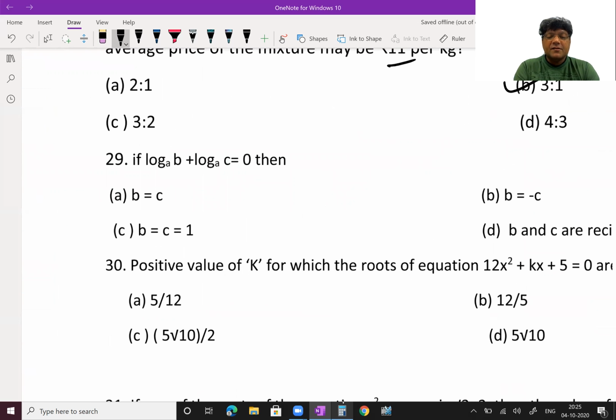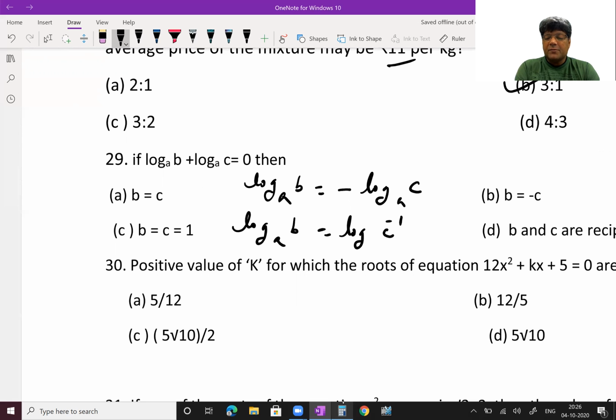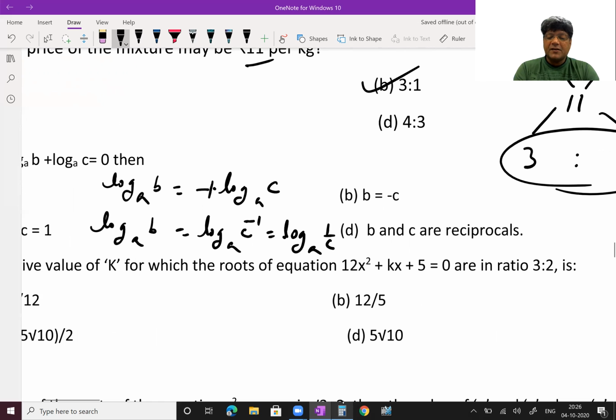Now, easy question, guys. Transfer 1 to the other side. Log b to the base a is equal to minus log c to the base a. You remove this minus sign. So it will be log b to the base a is equal to log of c to the power minus 1 to the base a, because this minus goes to the power. Now c to the power minus 1 means what? 1 by c. So log of 1 by c to the base a. So log both the sides, base same. That means b is equal to 1 by c. Similarly, b is equal to 1 by ac means b and c are reciprocals.